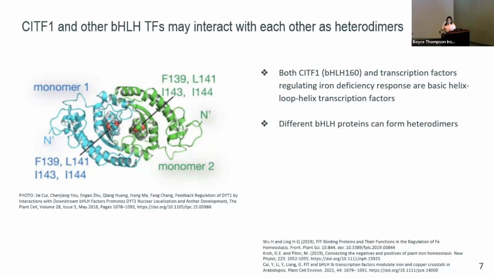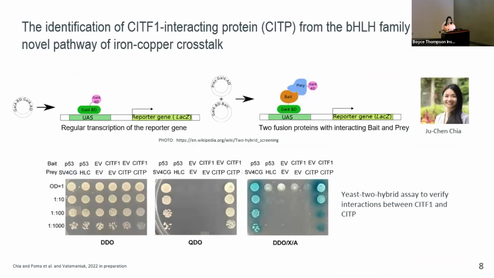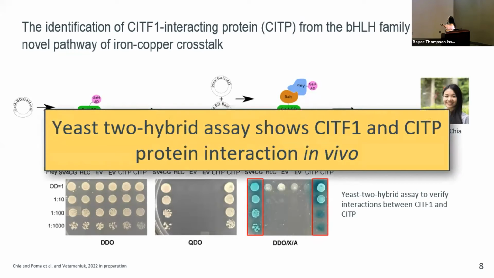But how can we confirm this? Well, a yeast two-hybrid assay checks for interactions between two proteins. In this yeast two-hybrid assay performed by my mentor, Rujen, she identified the CYP1 interacting protein, which we call CITP, and we use CITP as the prey and CYP1 as the bait. We can see that our yeast was able to grow in 3 different mediums along with our control, shown here. This is our positive control, and this is our experimental. So the yeast two-hybrid assay shows CYP1 and CITP protein interactions in vivo.